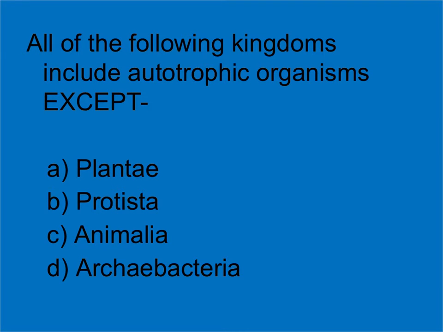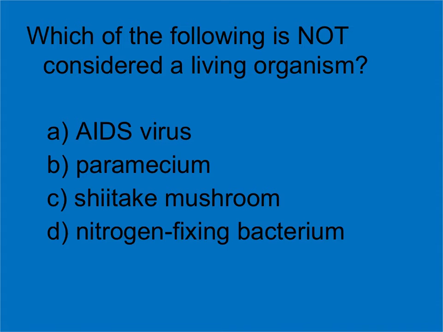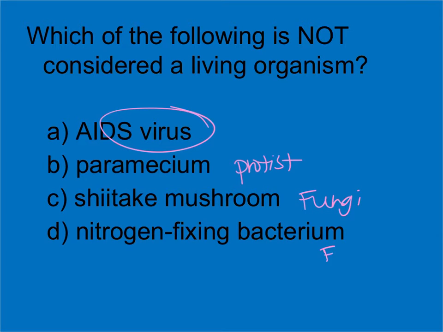All the following kingdoms include autotrophic organisms except... So what does not include autotrophs? Hopefully you know animals are not autotrophs. Which of the following is not considered a living organism? Hopefully you recall viruses are not alive. Parameciums are protists. Mushrooms are fungi. And nitrogen-fixing bacteria are specifically eubacteria. But if you weren't sure, it could be either eubacteria or archaebacteria. Either way, we know bacteria are living.